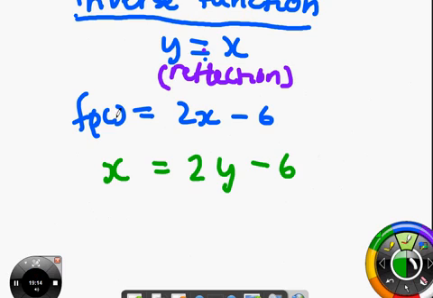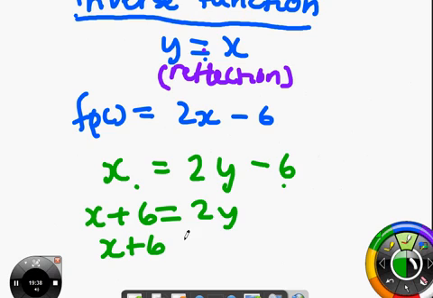Whenever you are looking for the inverse, the first thing you do is you replace the f of x with x, and you replace the x with y. So now that I've done that, I can now proceed to find what y is. X plus 6, because the 6 will now move from here to there, which means it becomes positive, is equal to 2y, and then because there's a 2 there, we divide by 2, and we get that.